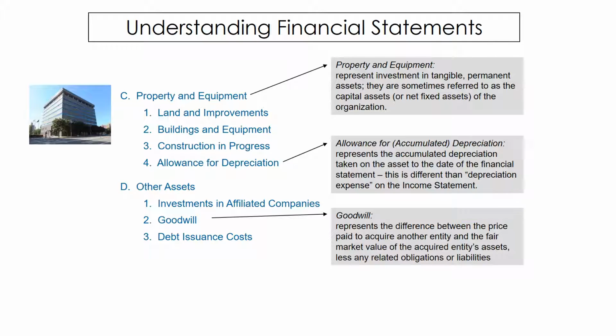this may be a concept that is new to people. So in general, allowance for accumulated depreciation represents the accumulated depreciation taken on an asset to the date of the financial statement. And this is different from a depreciation expense on the income statement, but essentially what it is, it goes back to this building right here.